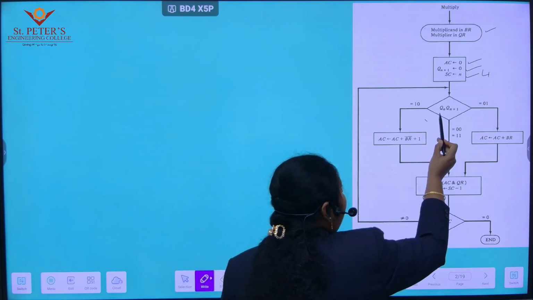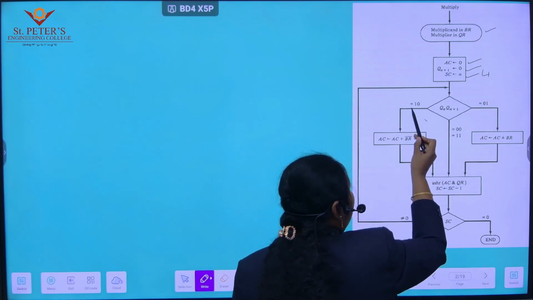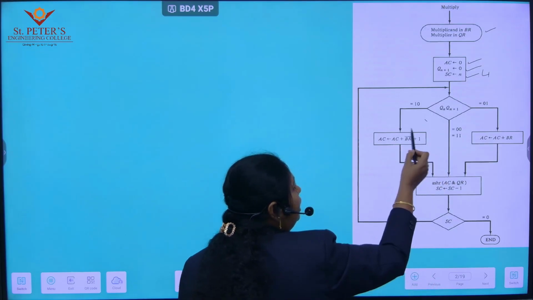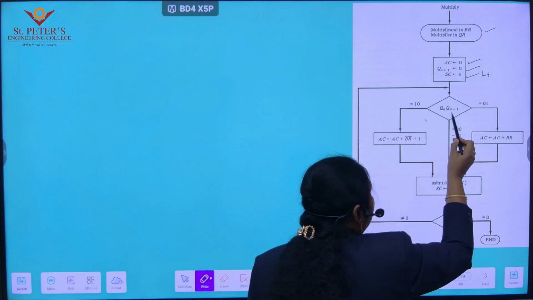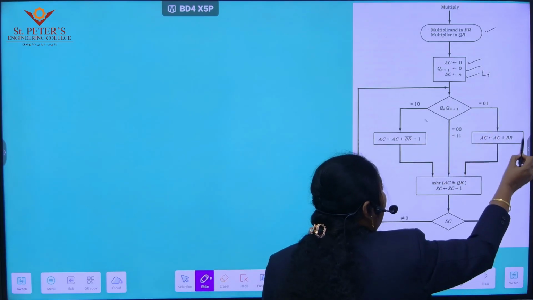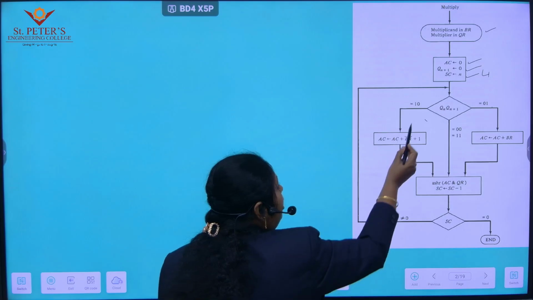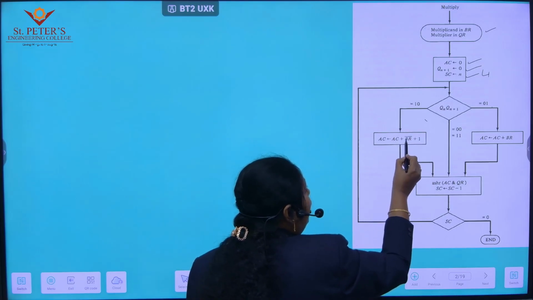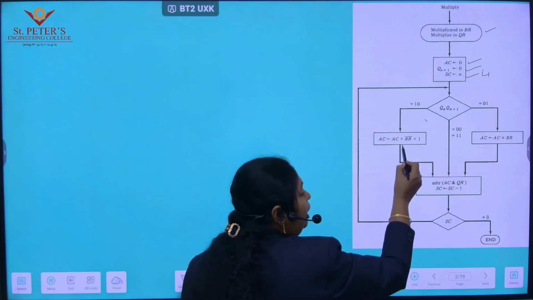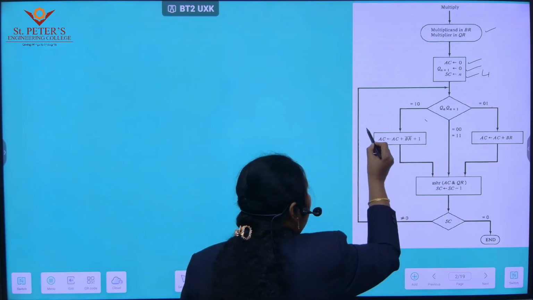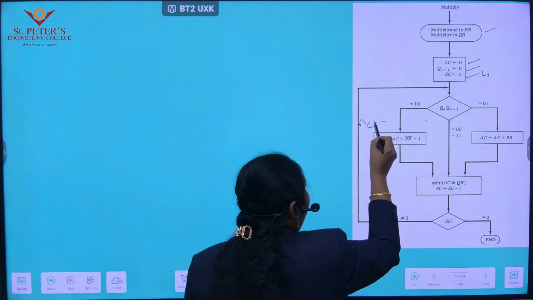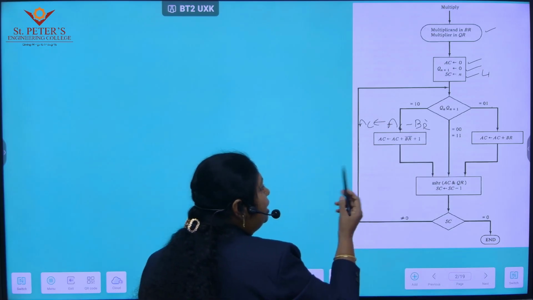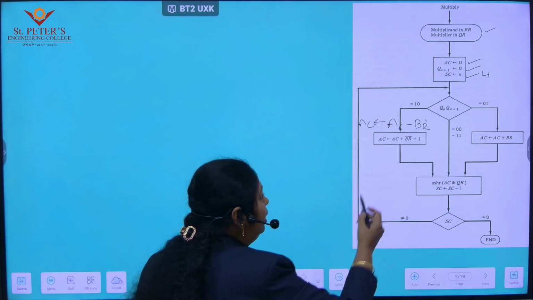For example, if Qn plus 1 has the 1-0 combination, then we have to go for the subtraction operation. When the combination of Qn Qn plus 1 is 0-1, we have to go for the addition operation. Here, for the 1-0 combination, we do accumulator plus complement of register B plus 1, which is also represented as AC minus BR. So this operation is a 2's complement subtraction.